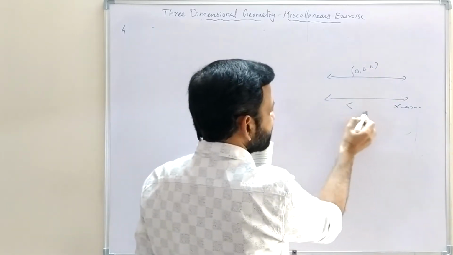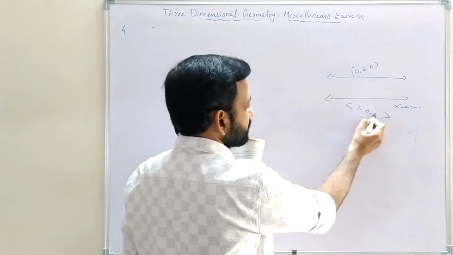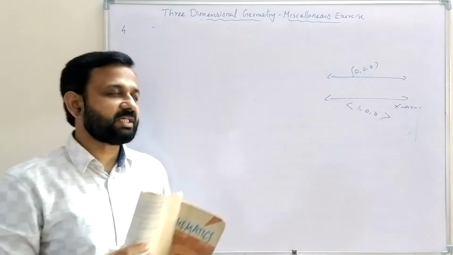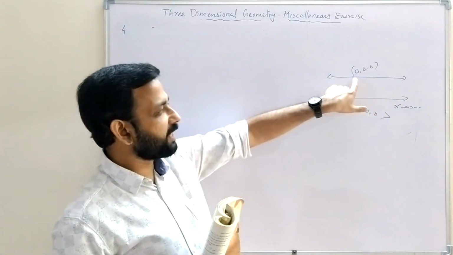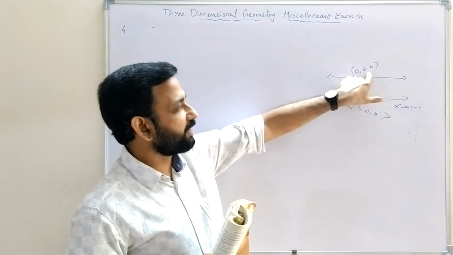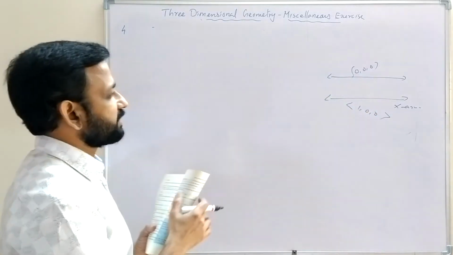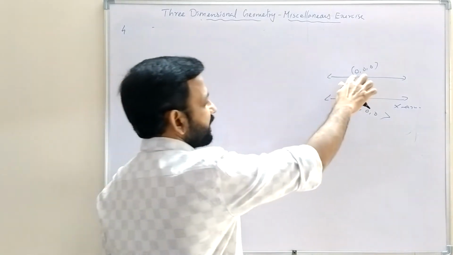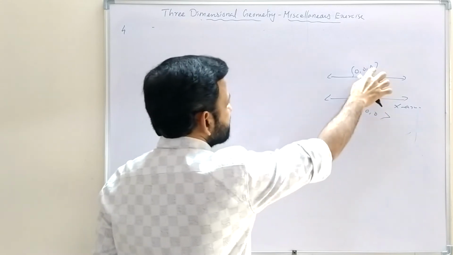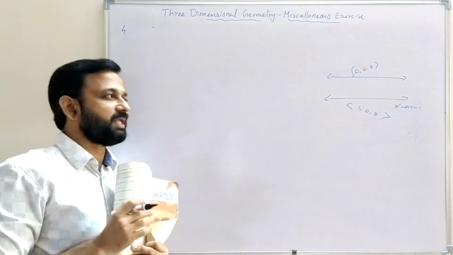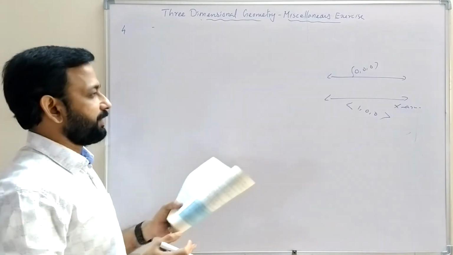And the direction ratios of the line parallel to x-axis, that is 1, 0, 0. So direction ratios of x-axis are 1, 0, 0. And we need to find the equation of the line passing through this point and parallel to this line. So that equation is (x minus x1) upon a equal to (y minus y1) upon b equal to (z minus z1) upon c. That is the equation of the line parallel to the given line and passing through one point.